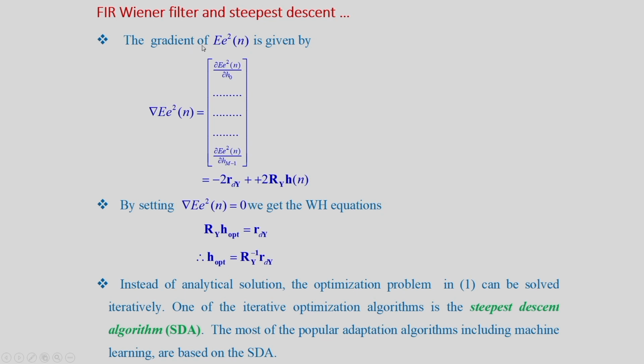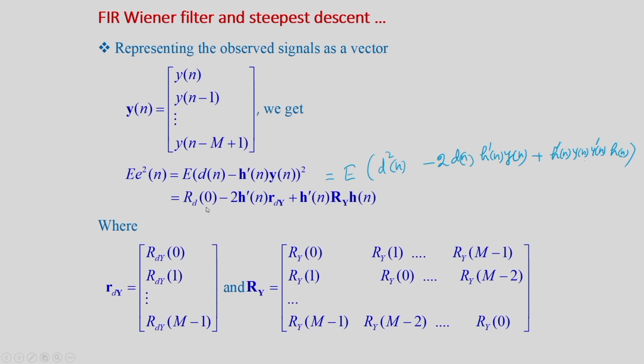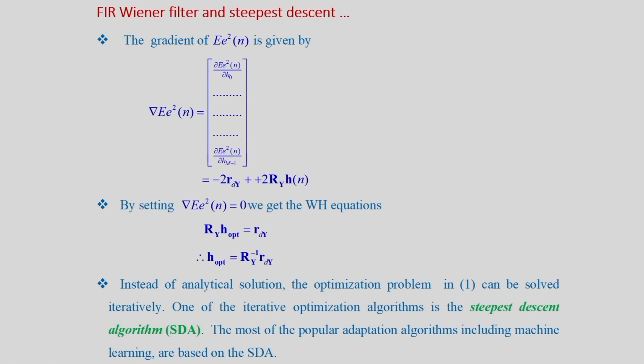The gradient of E of e squared n is given by this. E of e squared n is a scalar, the gradient is a vector. So, this is equal to del by del h_0 of E of e squared n. Similarly, the next element will be del by del h_1 of E of e squared n, like that. The last element will be del by del h_{M-1}. And if I compute this vector from this expression, if I now take the partial derivative, this term will go down to 0. So, that way we will get this expression: minus twice r_dy plus twice R_y into h[n].